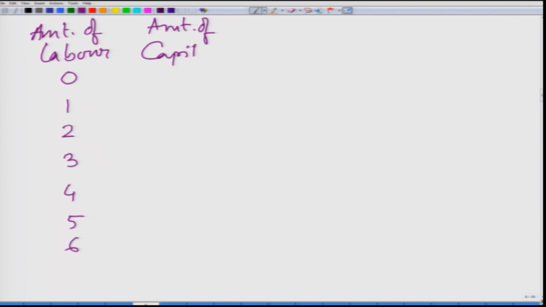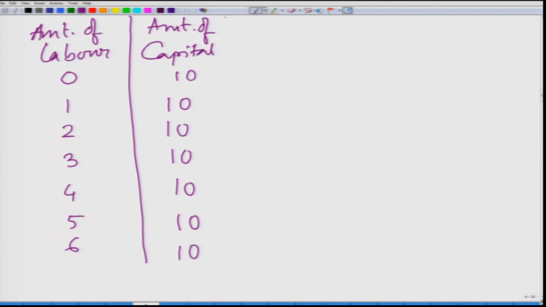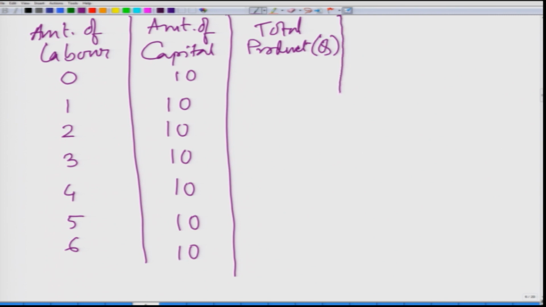Let's take a very simple table, and then we'll see how average product and marginal product behave. In the table, the amount of labor is 0, 1, 2, 3, 4, 5, 6. The amount of capital we will keep fixed. It's a short run production function, a 2 input, 2 factor production function. Total product, which is basically our Q, with this being our L and this our K.